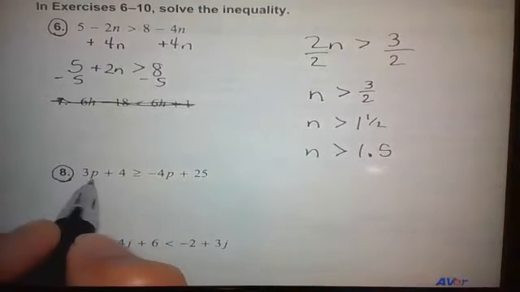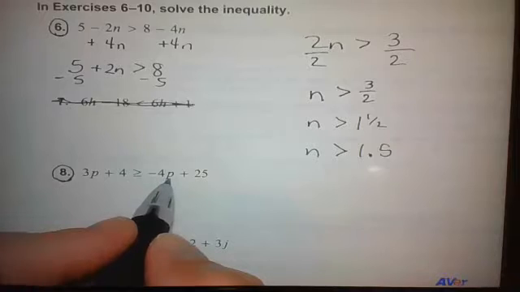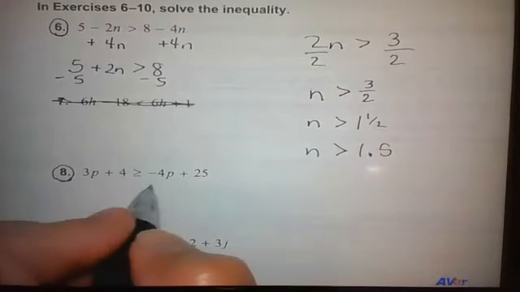I have 3p plus 4 greater than or equal to negative 4p plus 20. Oh, I got to get my p's together.